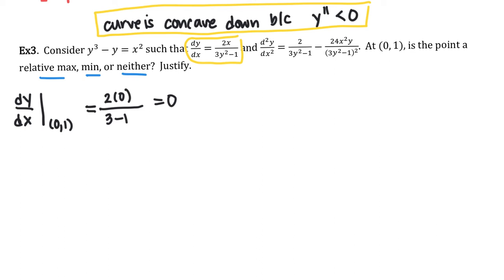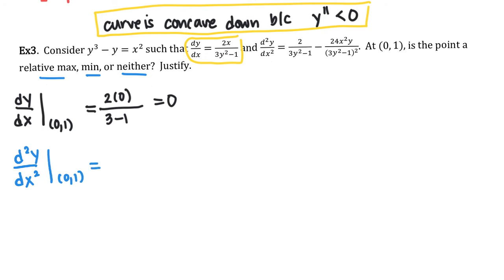Now, the first derivative test is where we check the intervals on the left and right to see if they're increasing or decreasing. I don't want to use that test because I don't know all the critical numbers, so I'm not sure how to make my intervals. So I'm going to use the second derivative test because they gave me that information. Okay, so d squared y dx squared, I'm going to plug in 0, 1 at that point and use the information from that to determine whether this is a relative maximum or a minimum, or neither.